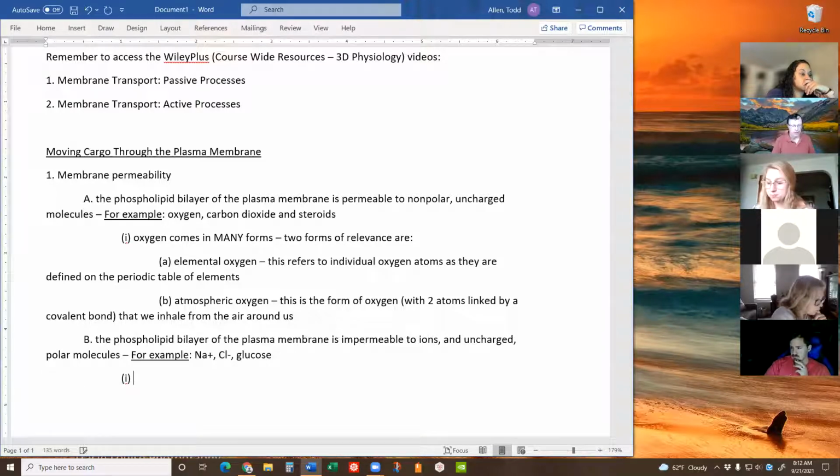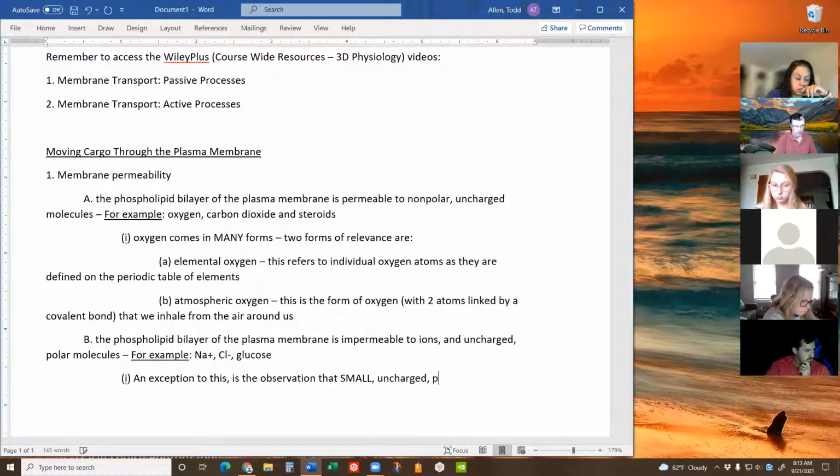All right, now with letter B, we have to say there are some exceptions to this statement, okay? There are some exceptions, okay? An exception to rule B is the observation that small uncharged polar substances like water, H2O, can get through the membrane.